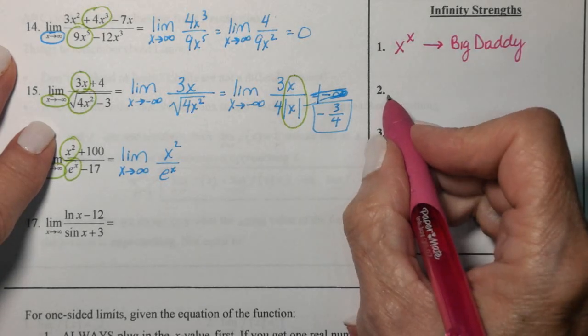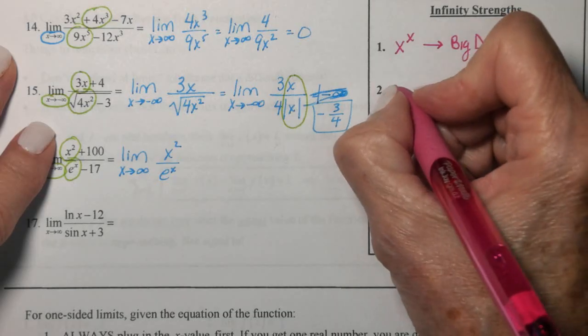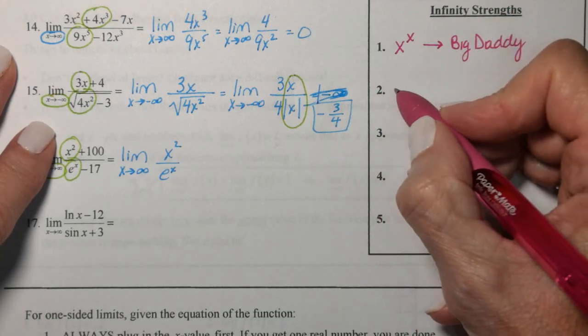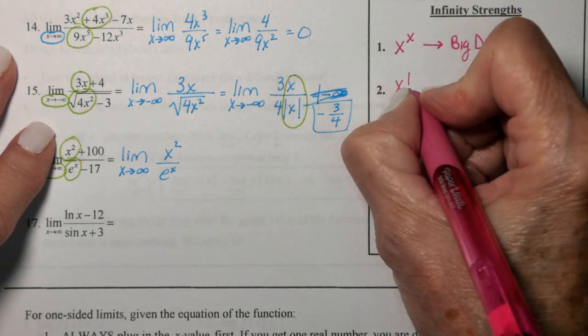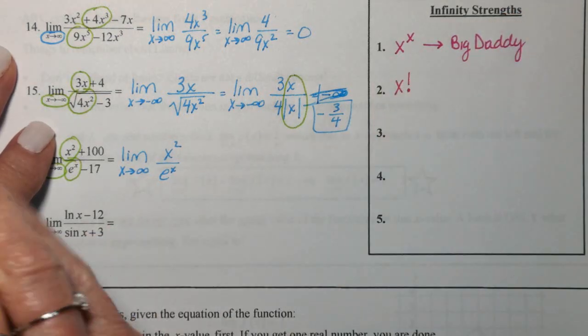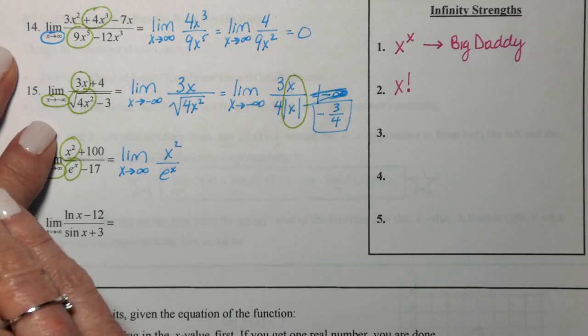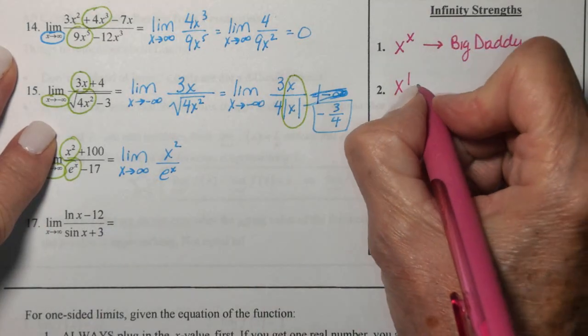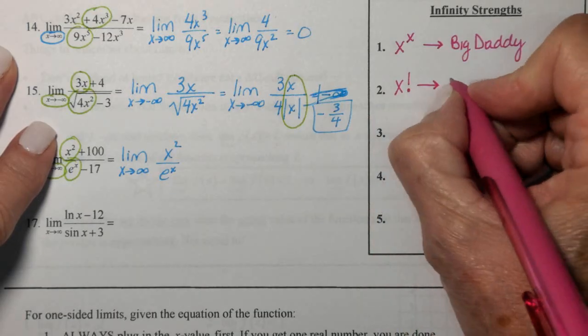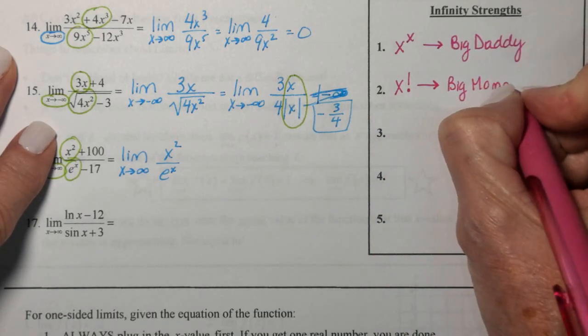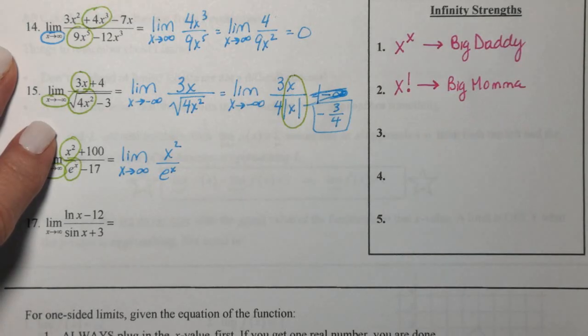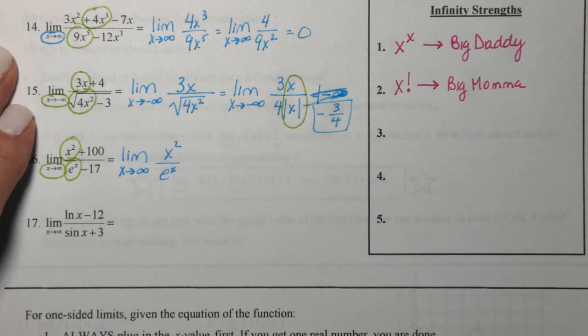Number 2, next in line for infinity strengths, almost as strong as x to the x, x factorial, and versions of x factorial, like 2x factorial and x plus 1 factorial. These are also extraordinarily strong. I call this one Big Mama. Those are super strong.